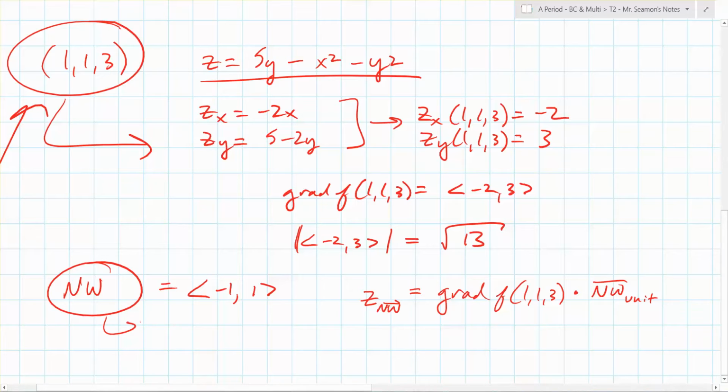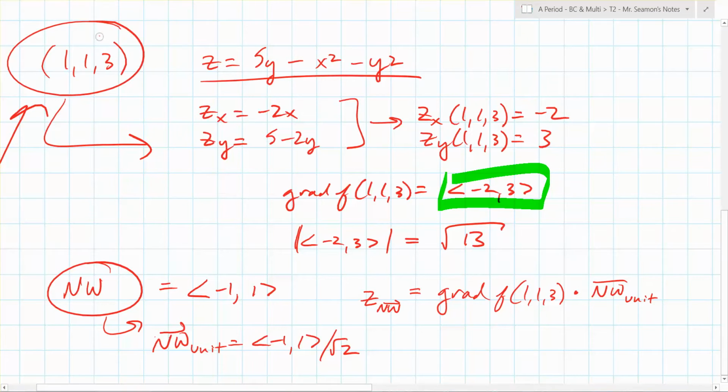Okay, so we have our northwest vector, but what is it not yet? It's not a unit vector. So what is our northwest unit vector going to be? Negative 1, 1 divided by what? Root 2. Oh, do we have our gradient vector already? We do, because they made us find it in part A, or I did, by choosing this question. So z northwest is going to equal, what is it? Negative 2 comma 3 dot what? Negative 1, 1 over root 2. I just keep the root 2 on the outside because I can. Are we okay so far?